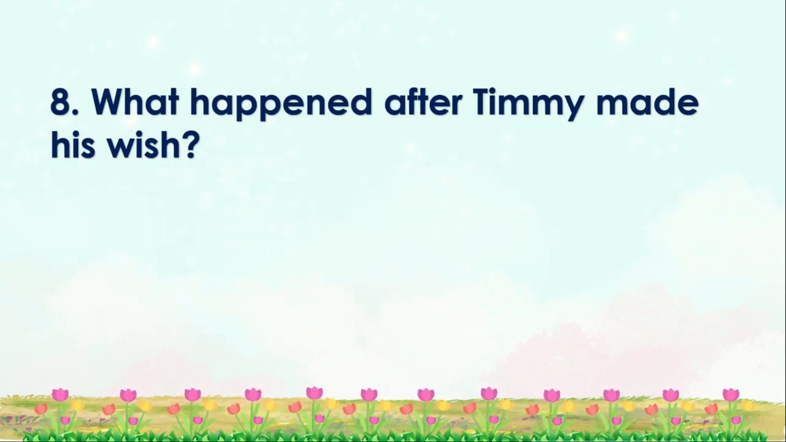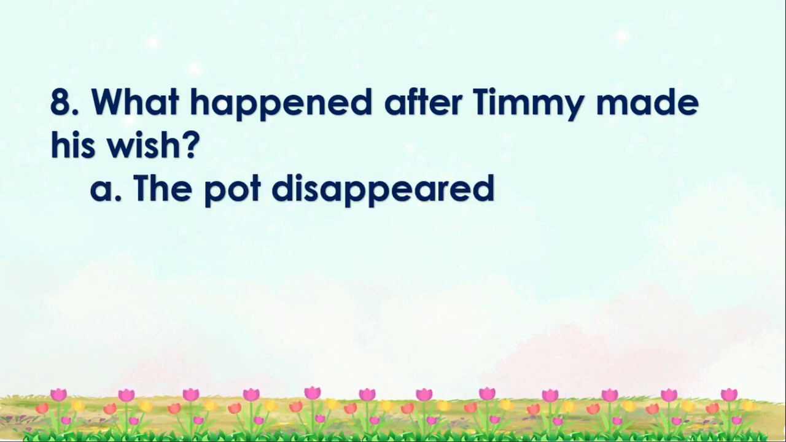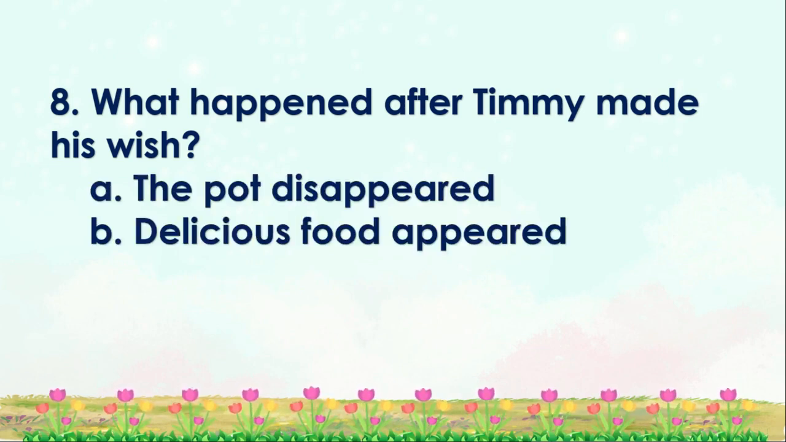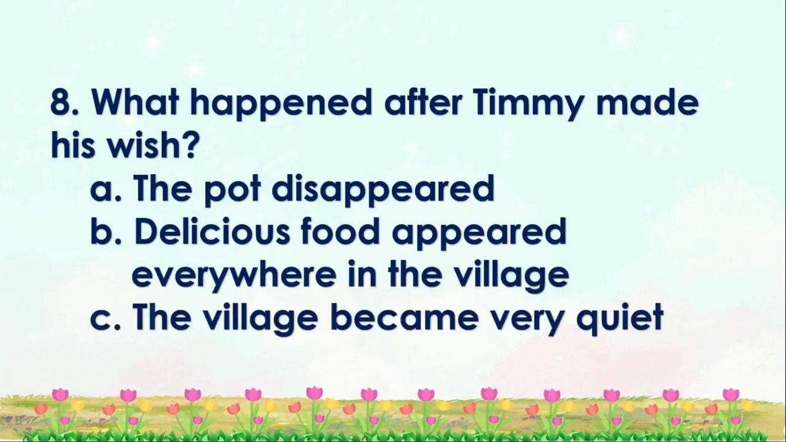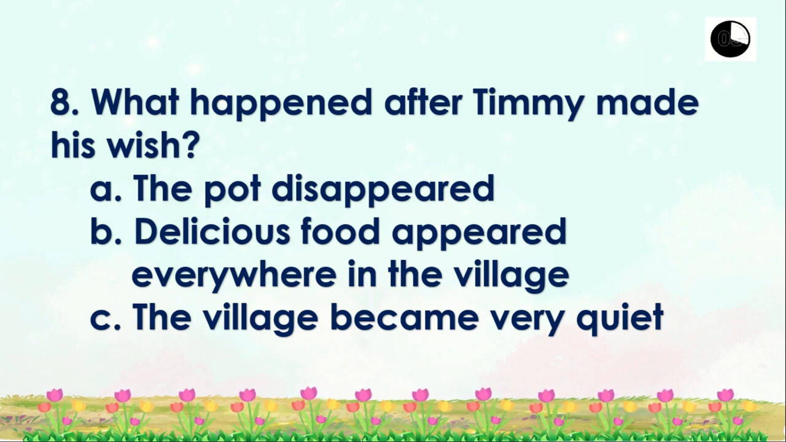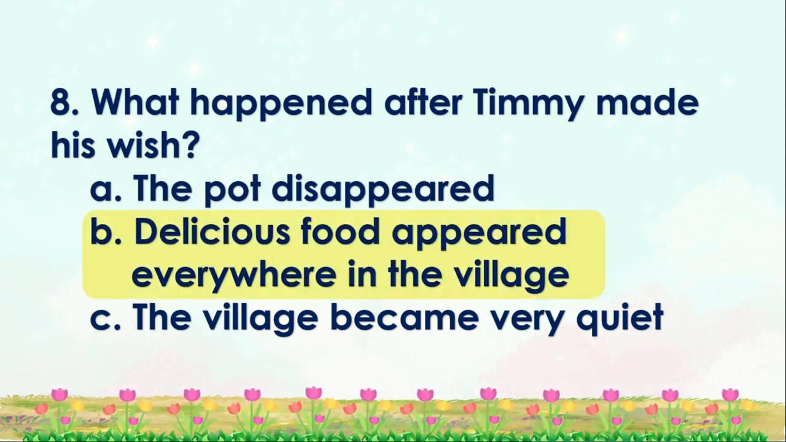Number 8. What happened after Timmy made his wish? A. The pot disappeared. B. Delicious food appeared everywhere in the village. Or letter C. The village became very quiet. You're right. The correct answer is letter B. Delicious food appeared everywhere in the village.